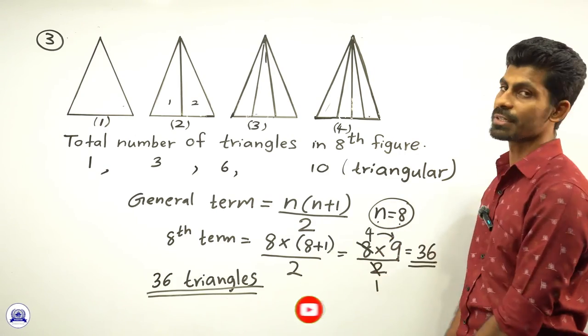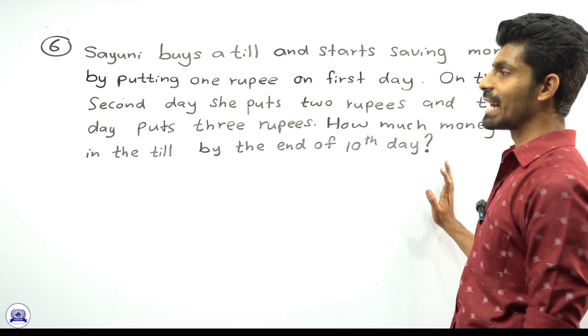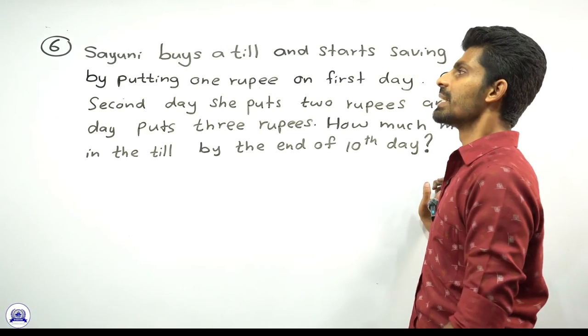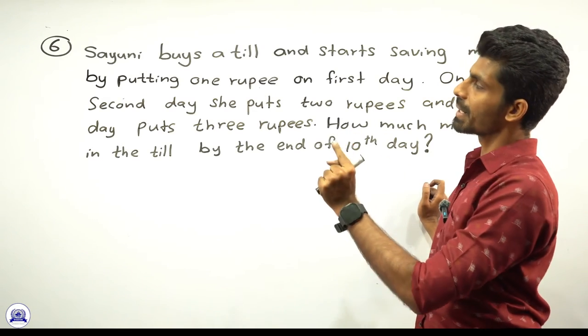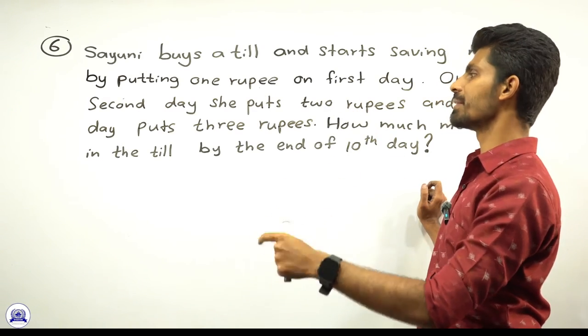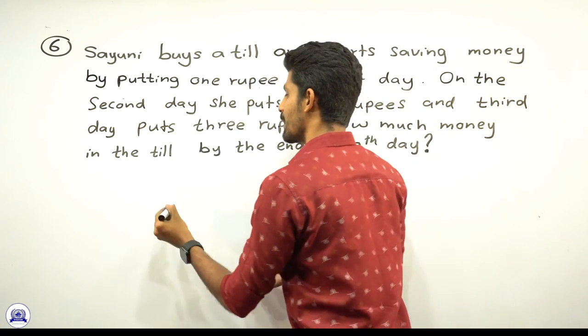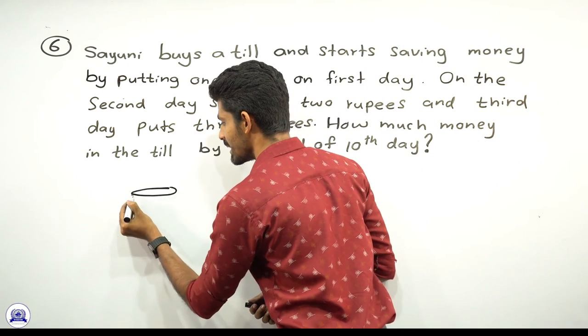Okay? Let's try to do this one. Look at the last question of the session video. Sayani buys a till and starts saving money by putting 1 rupee on the first day. Now look at this one. Just consider there is a till.